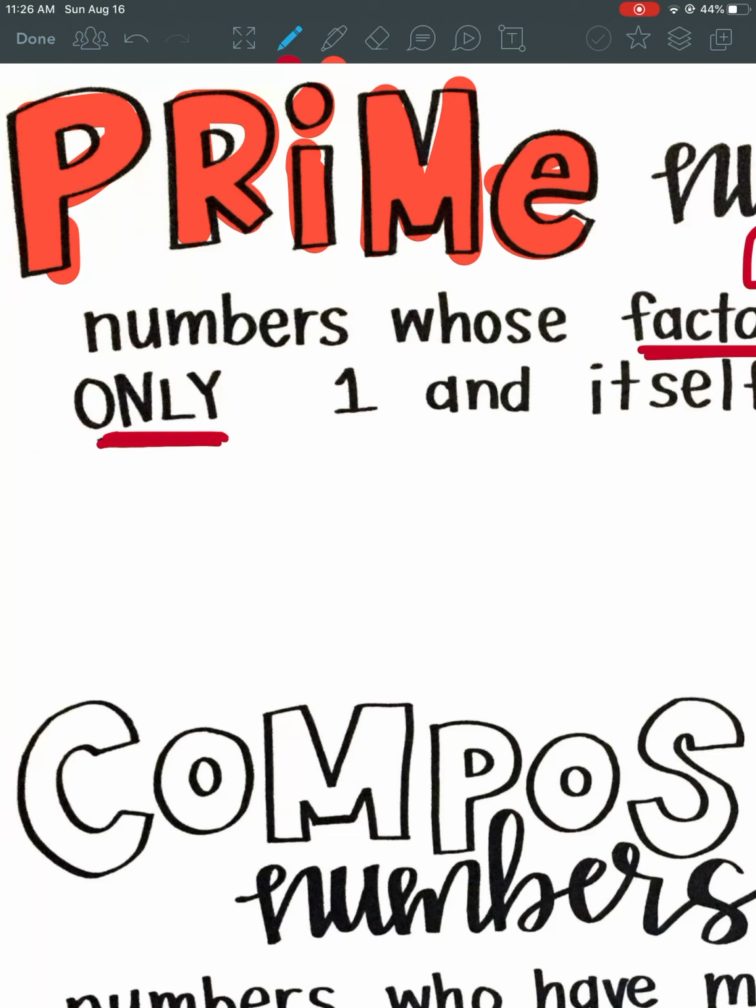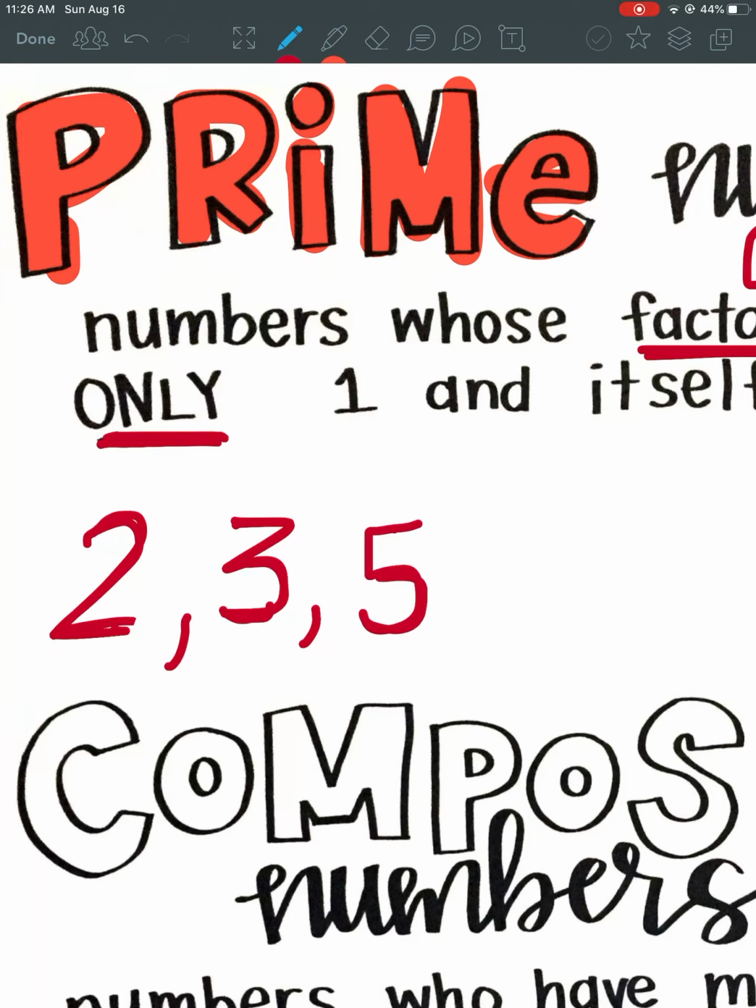Let's make a list of some prime numbers. This list is going to be really important when we start prime factorization. The number 2 is what I'm going to start with first. We only have 2 times 1 to get 2. There are no other numbers we can multiply to get 2. 3 is also a prime number, so 3 times 1. 4 I'm going to skip over because that's composite. We can do 2 times 2 to get 4, so there's more than just two factors.